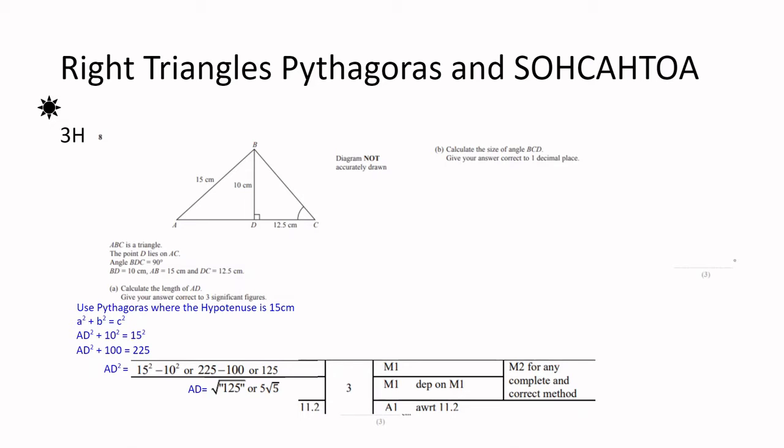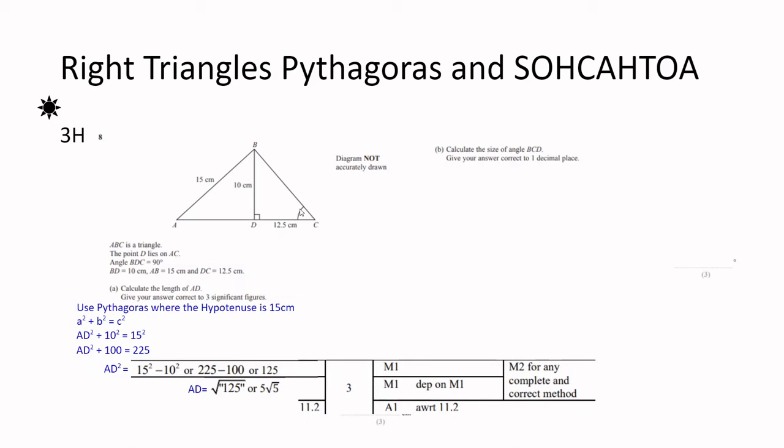For part B, calculate the size of angle BCD. Give your answer to 1 decimal place. Again, remember that this is a right angle triangle that we've got over here. And angle BCD, start at point B, go to C, and then go to D, is the angle that's trapped in that diagram that we just traced over there. So it's the angle at C.